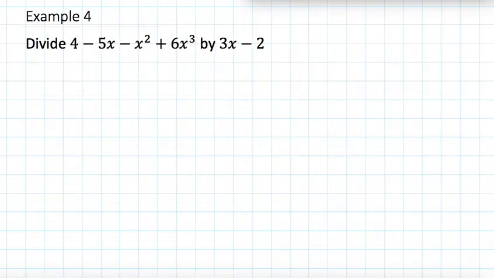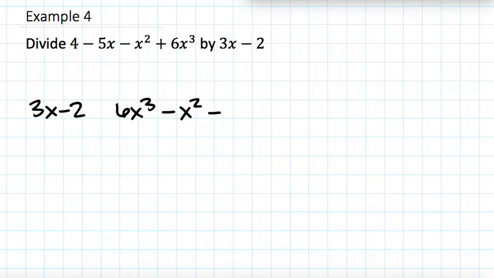Next, we're going to look at example 4. This problem is a little bit different, first of all, because it's not written in order. So that's going to be one of the first things that I need to do. This is going to be 3x minus 2, and then I'm dividing. I'm going to put this in order from biggest exponent to smallest, and remember to keep the signs in front. So minus x squared, minus 5x, and then plus 4. So if you mess that up, obviously that's going to mess up the whole problem.